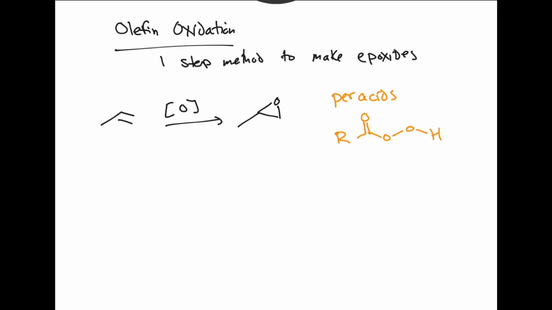So the per in peracid comes from the oxygen-oxygen single bond. That is a peroxy linkage, just like peroxide. Peroxide is 2 oxygens single bonded together. Peracids are, you have what looks like a carboxylic acid, but you have an extra oxygen. You have an oxygen-oxygen single bond. And so that's a peracid. So there are 2 common peracids that get used to make epoxides.